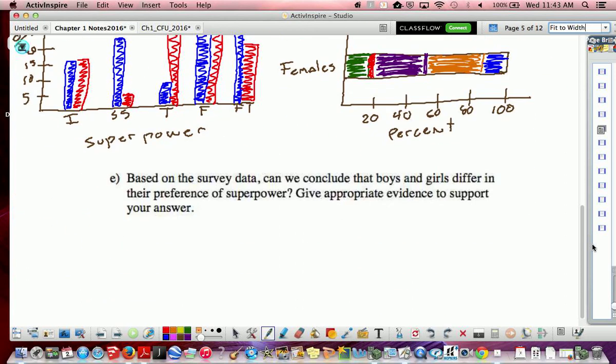Okay. In question E, it says, based on the survey data and using your graphs, can we conclude that boys and girls differ in their preference of superpowers? Give appropriate evidence to support your answer. Okay? So do they differ in superpower preference? For the most part, yes. So I'm going to say something like that, for the most part. Yes.